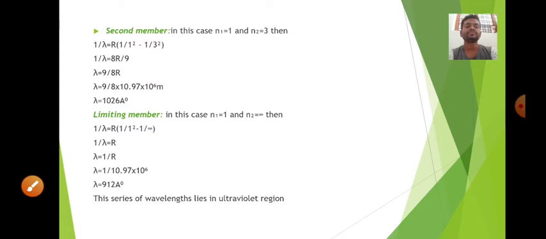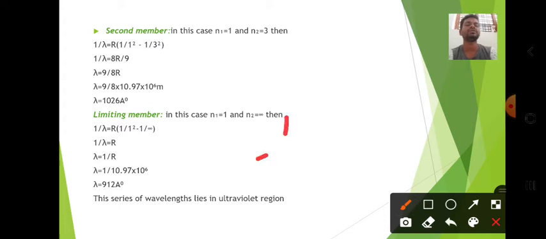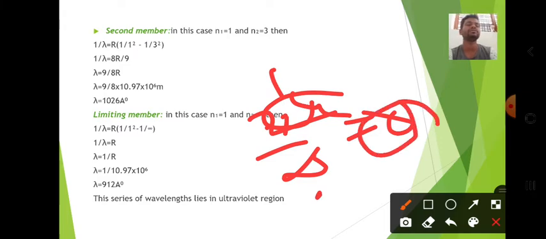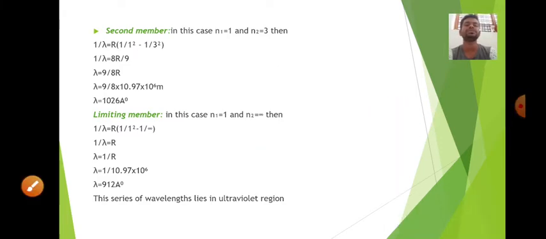And for the lambda value, by substituting, we already know 1 by infinity is how much? 1 by infinity is always 0. Something by infinity is 0. Something means 2 or 3 or 4 or 1. By infinity is always 0. So substituting 0 here, we get 1 by 1 square, which is 1 only. So we simply get r. But 1 by lambda is r, which means lambda is equal to 1 by r, and we get 912 angstrom.